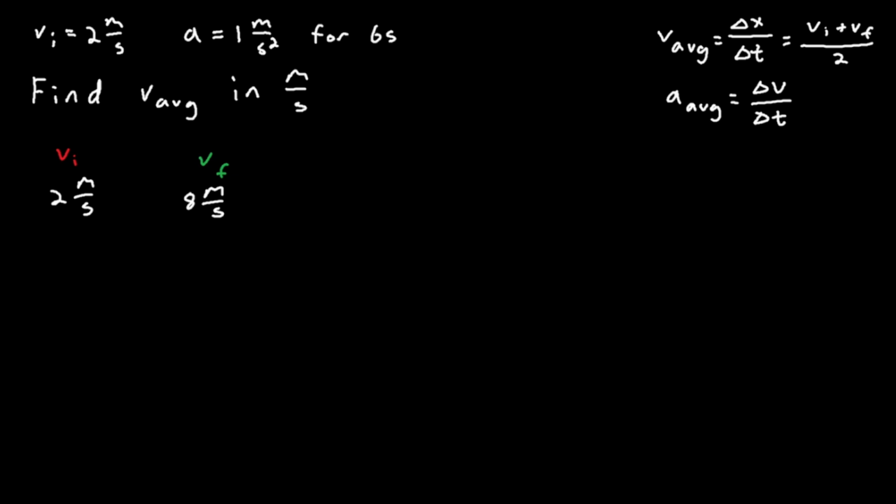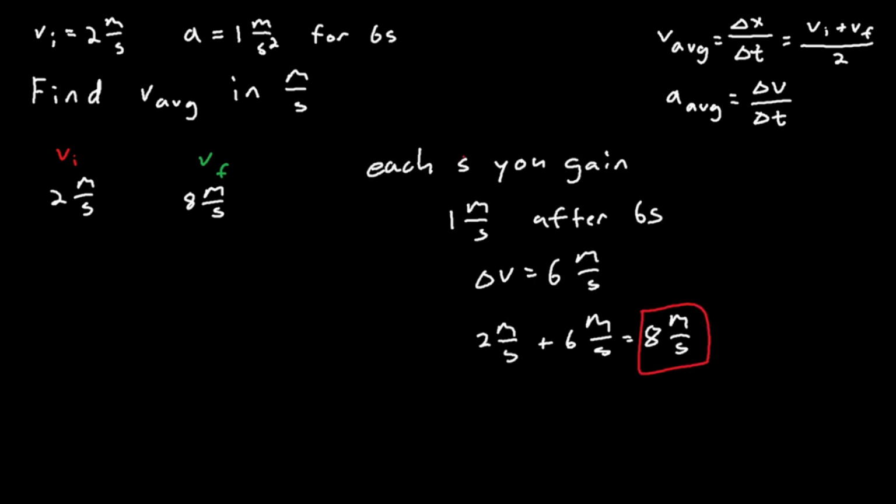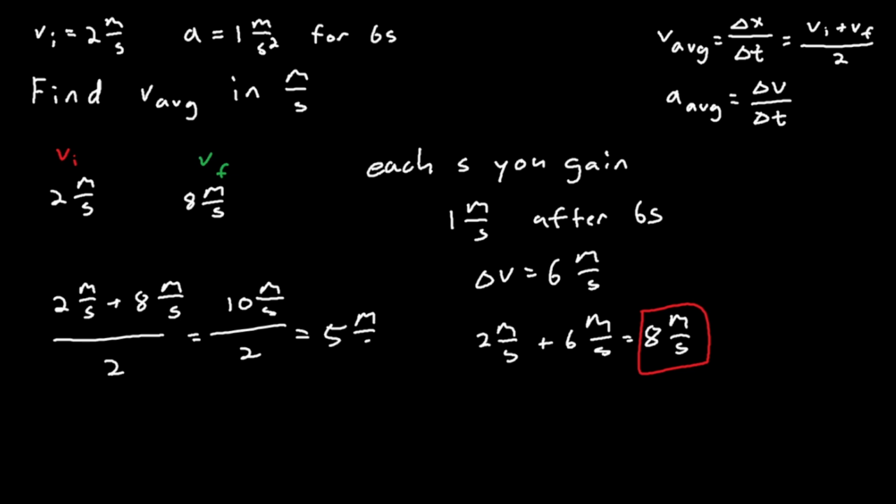So I'm going to erase that for some more space. Actually, we don't even need the more space. I'll leave it there. Maybe I'll use it for the thumbnail. But now we have v initial and v final. So instead of using some kinematic equation, you can just use v initial plus v final divided by 2 in order to get your v average. And this divided by 2 is just 10 meters per second over 2, which is equal to 5 meters per second. So 5 meters per second is our average velocity in this case.